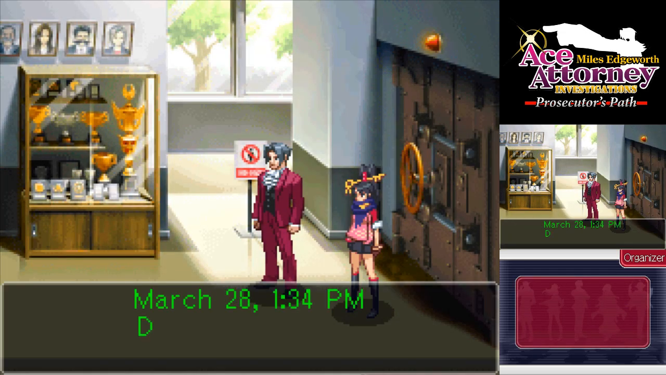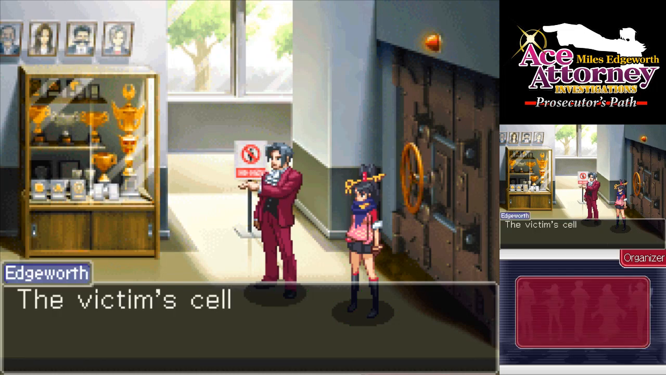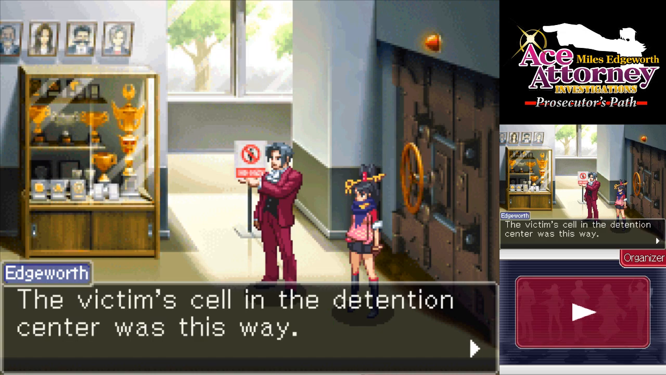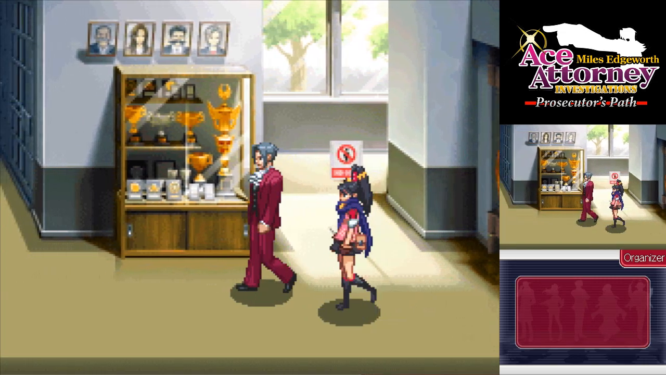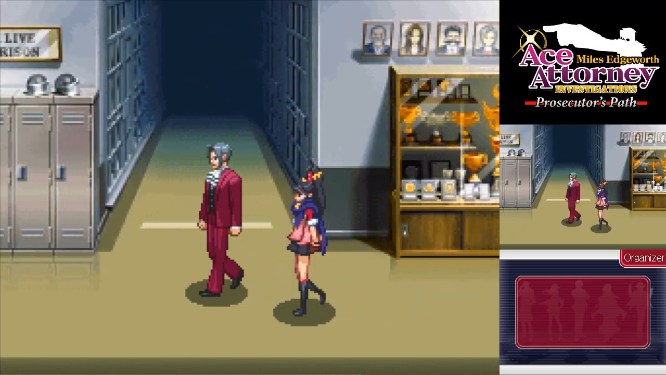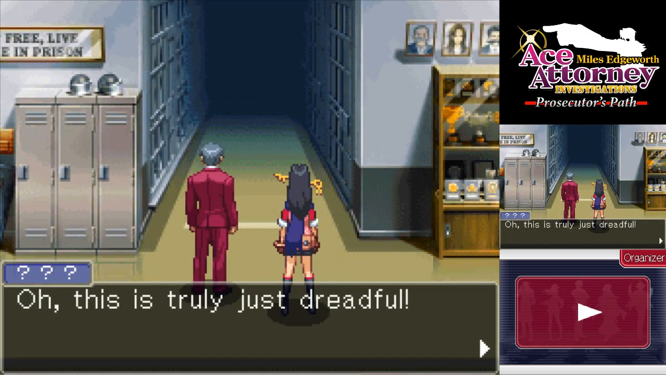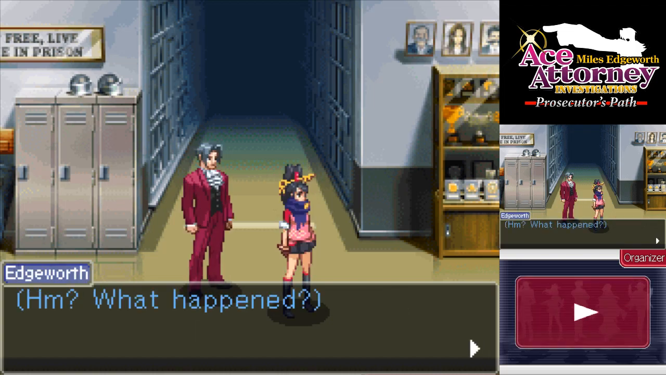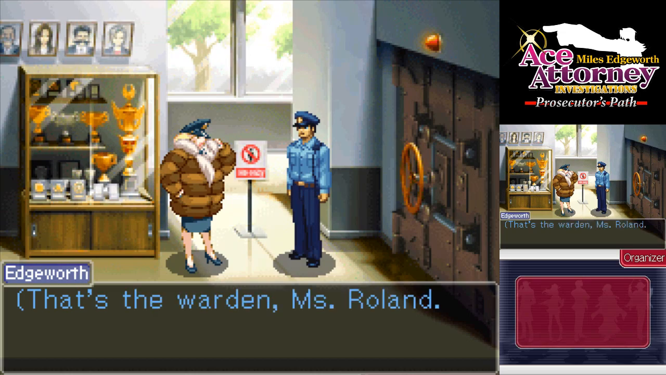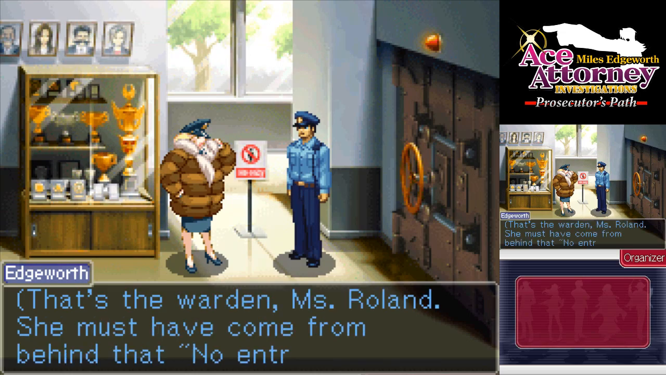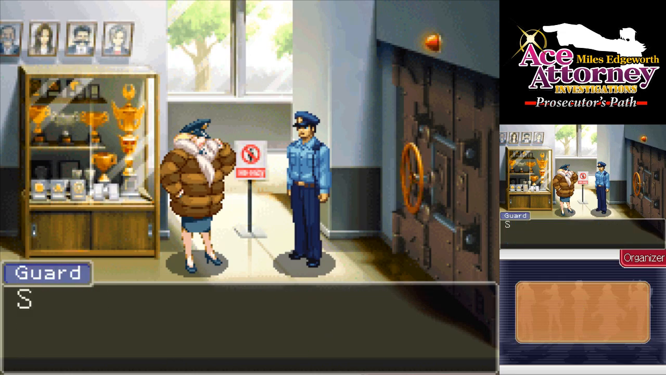March 28th, 1:34 p.m. Detention center, hallway. The victim's cell in the detention center was this way. Let's check it out, Mr. Edgeworth. Oh, this is truly just dreadful. What happened? Oh, that's the warden, Ms. Rowland. She must have come from behind that no-entry sign.